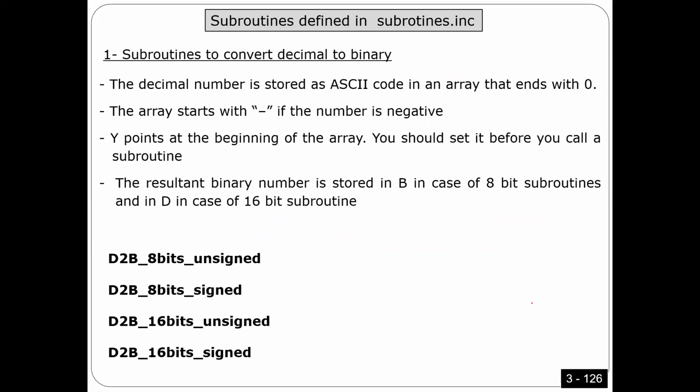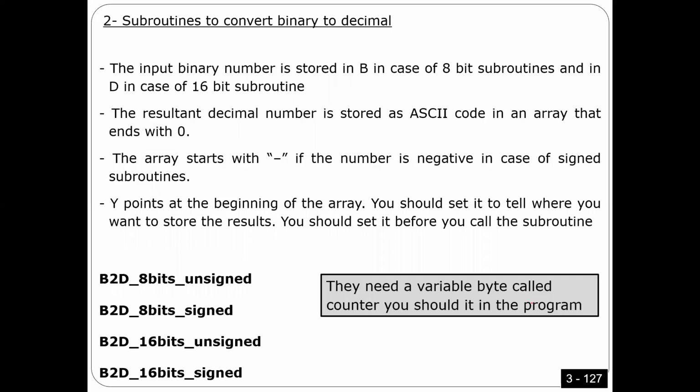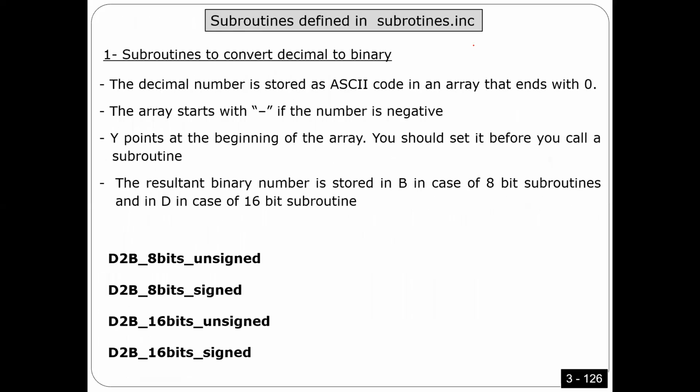We have some subroutines. I'm going to explain these subroutines both in C and in assembly, and you can just use these subroutines to make our life easier. Okay. So let's see what subroutines we have here. The first subroutines we have here are subroutines to convert. This is in assembly. Okay. In assembly, we have subroutines to convert decimal to binary. Okay, and these are all the subroutines we have.